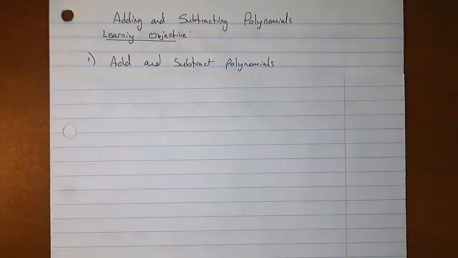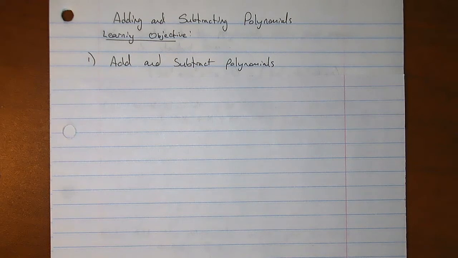Okay, so we're moving on to the second topic in our discussion about polynomials. In this video, we're going to talk about how to add and subtract polynomials. As far as learning objectives, that's it. Our simple learning objective is to add and subtract polynomials. That's all we've got. So adding is by far the easier of the two.